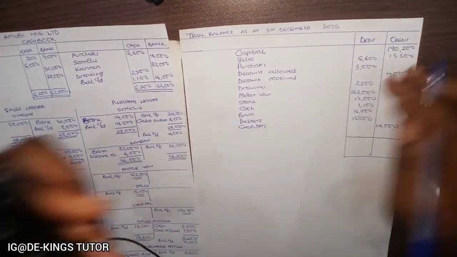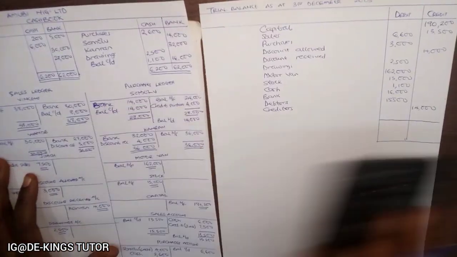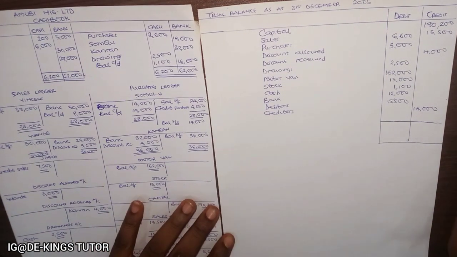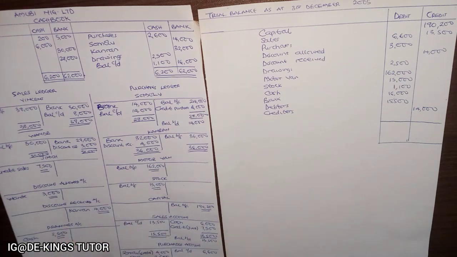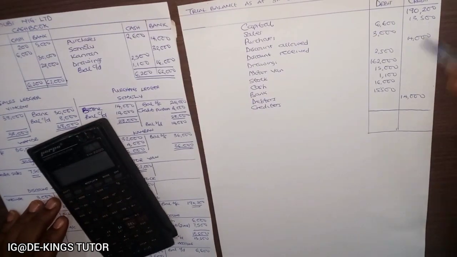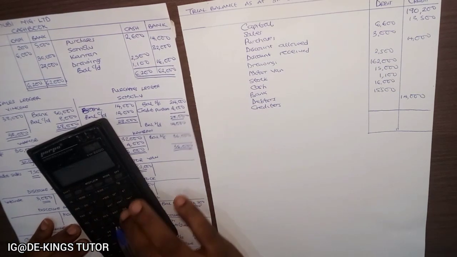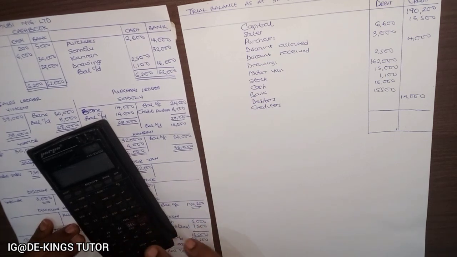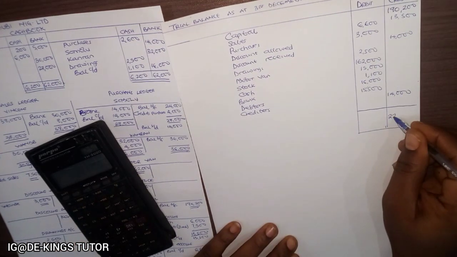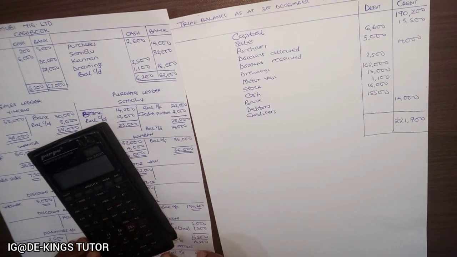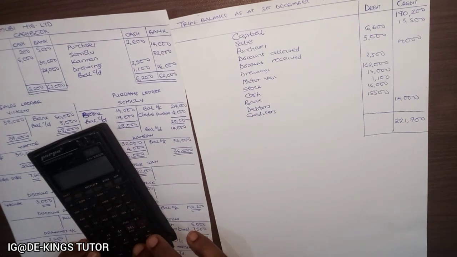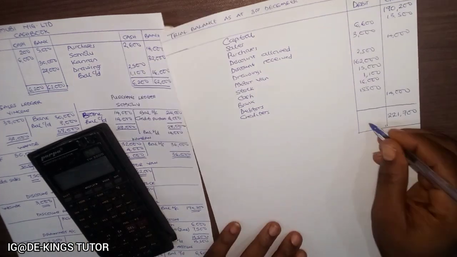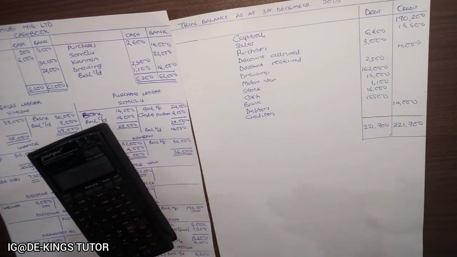Okay, if we now add up, it must balance automatically. If it doesn't, then what we have done is wrong, because the trial balance is an arithmetic accuracy check of the ledger. It's a list of debit and credit balances extracted from the ledger to test the arithmetic accuracy. The trial balance does not do the same work the balance sheet does. So if we add up 190,200 plus 13,500 plus 4,000 plus 14,000, we have 221,700 credit. Now let's do debit: 6,600 plus 3,000 plus 2,500 plus 162,000 plus 15,000 plus 1,100 plus 16,000 plus 15,500. It is the same 221,700. So what we did is actually correct.